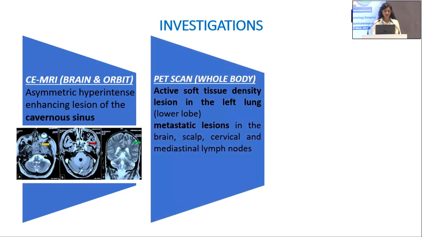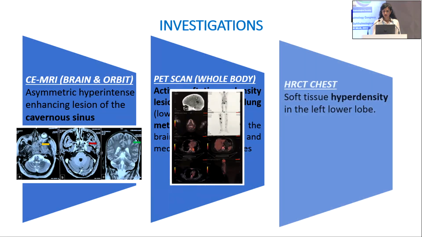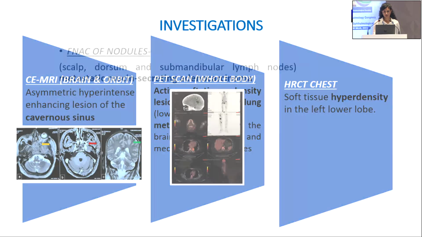On PET scan of the whole body, active soft tissue density lesions in the left lung with metastatic lesions in the brain, scalp, and the lymph nodes. And on HRCT chest, soft tissue hyperdensity in the left lower lobe was noted.